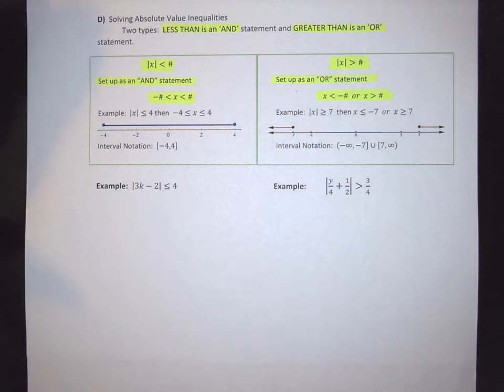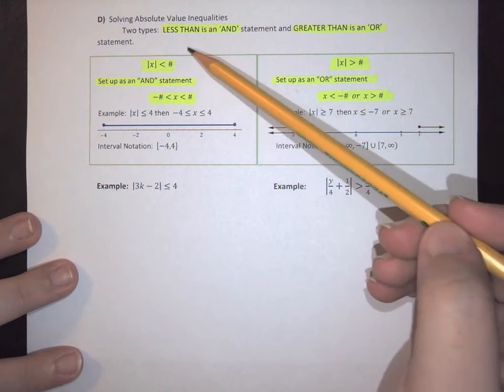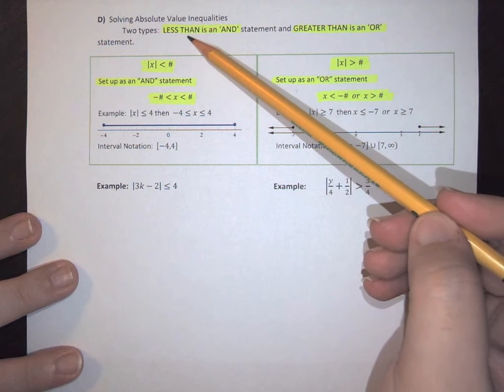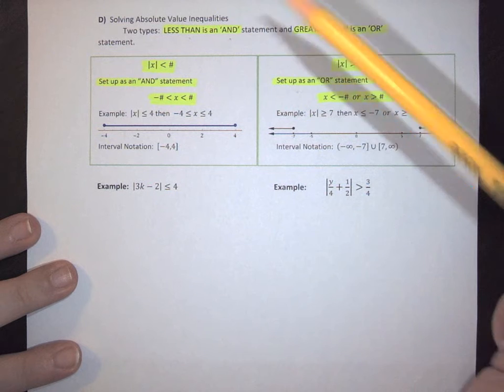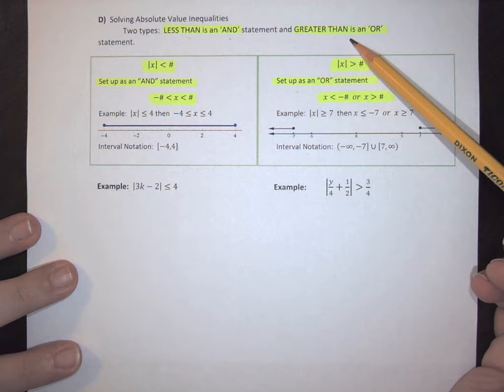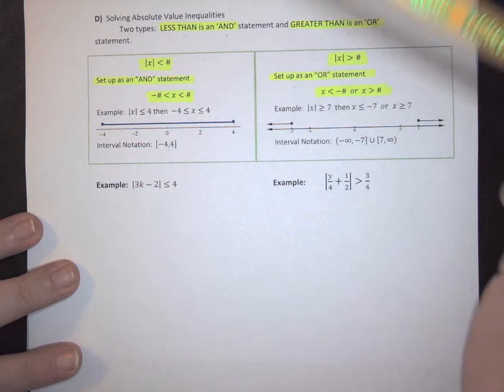Welcome back. In this short video, I wanted to show a couple quick examples as a refresher for solving absolute value inequalities. So first and foremost, you need to remember the rule. And the rule says if your inequality says less than, it's treated as an and statement. If it says greater than, it's treated as an or statement. So the two rules look as follows.